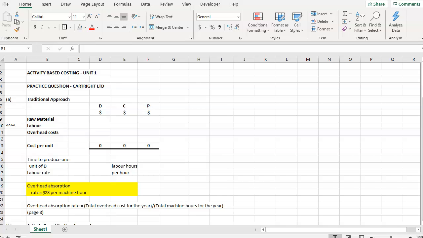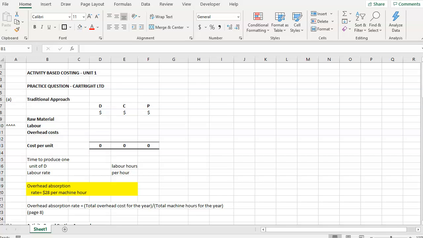Now, as you go through the different practice questions which I'm going to give you for the topic, you'll note that all the questions have a comparison between the traditional approach and activity-based costing. That is a pattern.